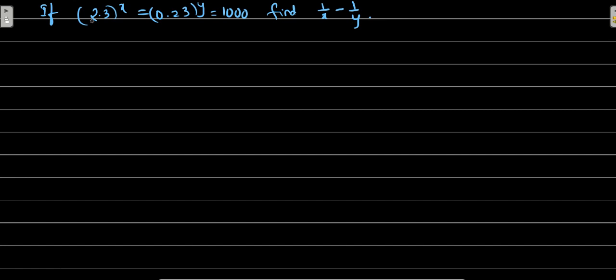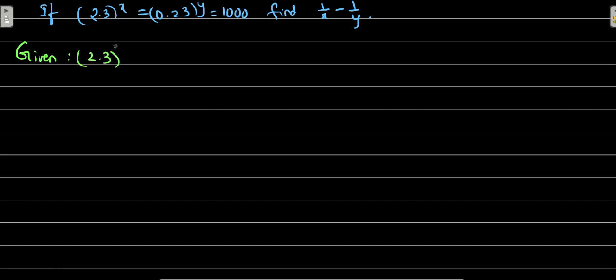So what is given? 2.3 whole to the power of x is equal to 0.23 whole to the power of y, that is equal to 1000. We need to find 1 by x minus 1 by y. So how do we do this? First we will note down what is given.